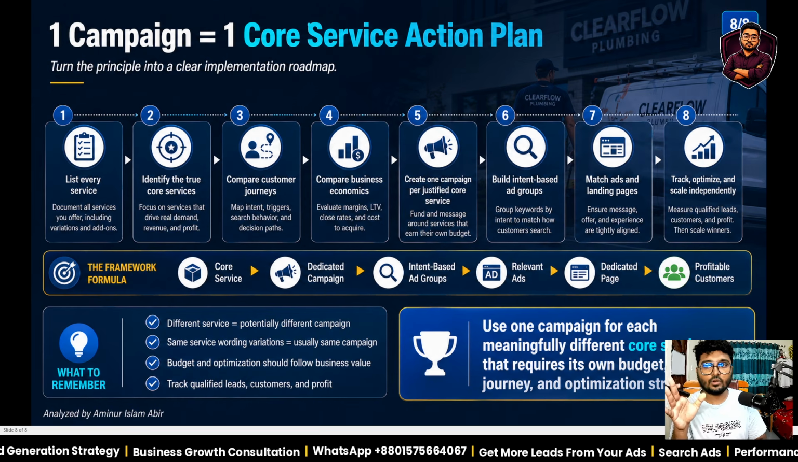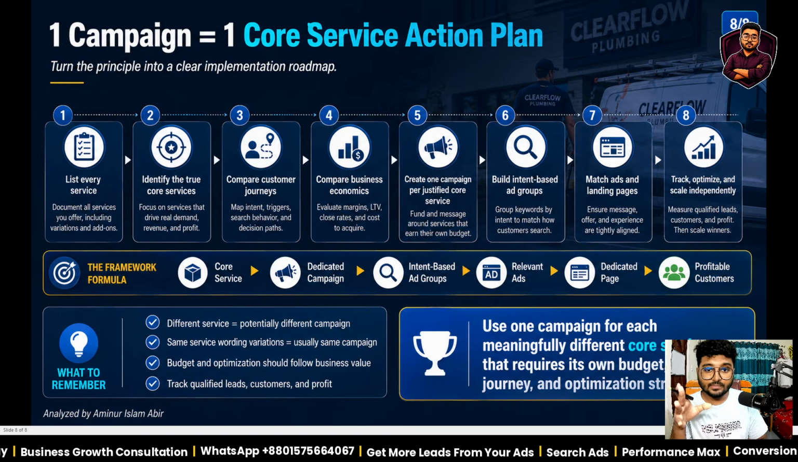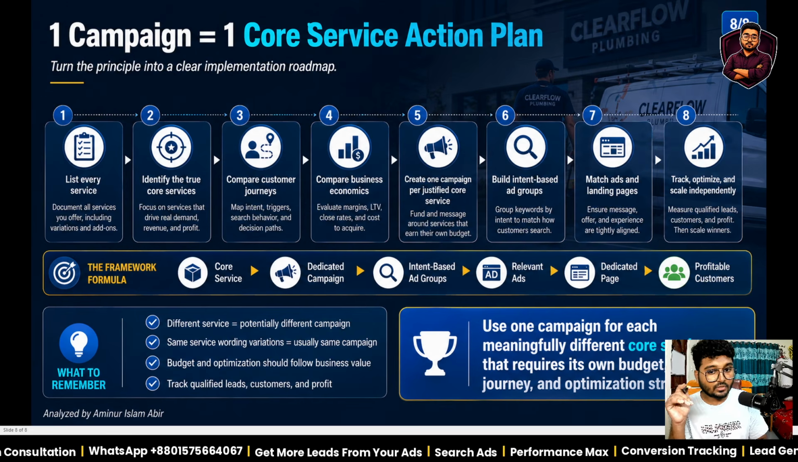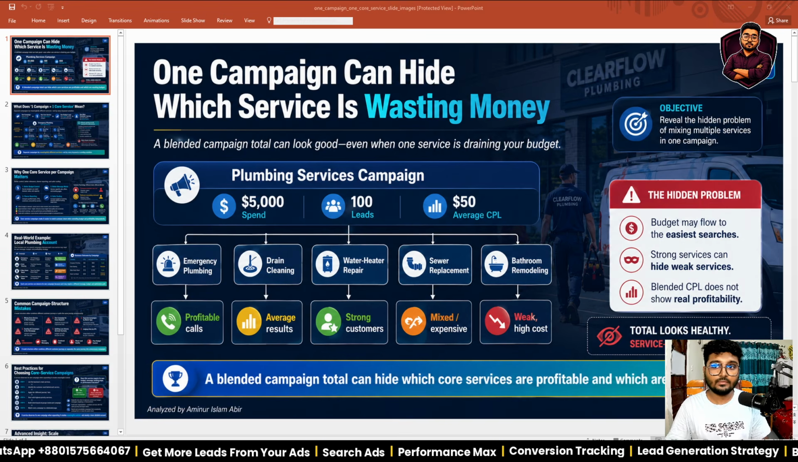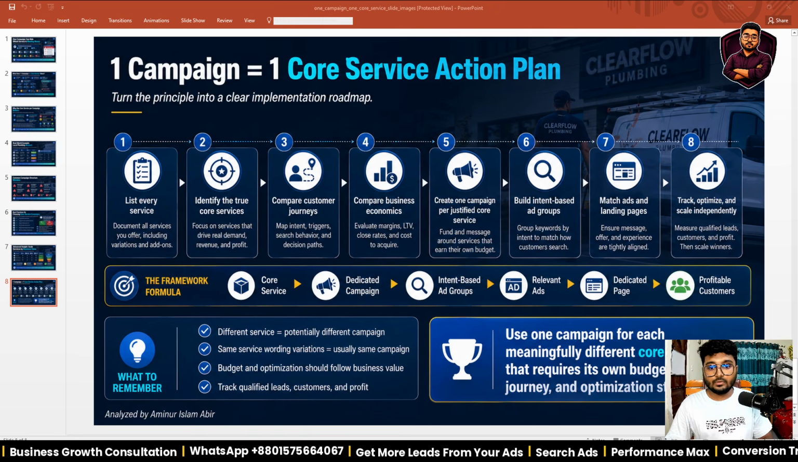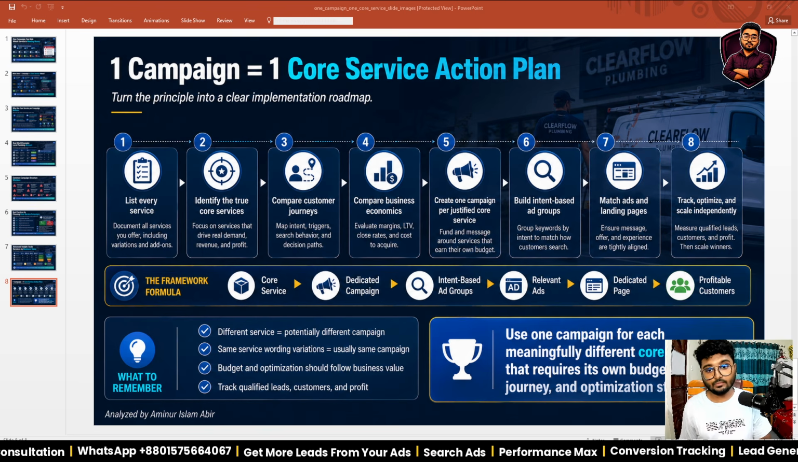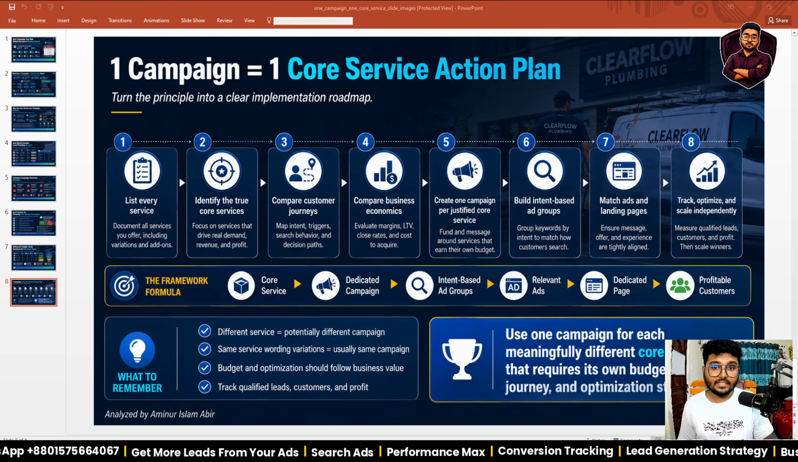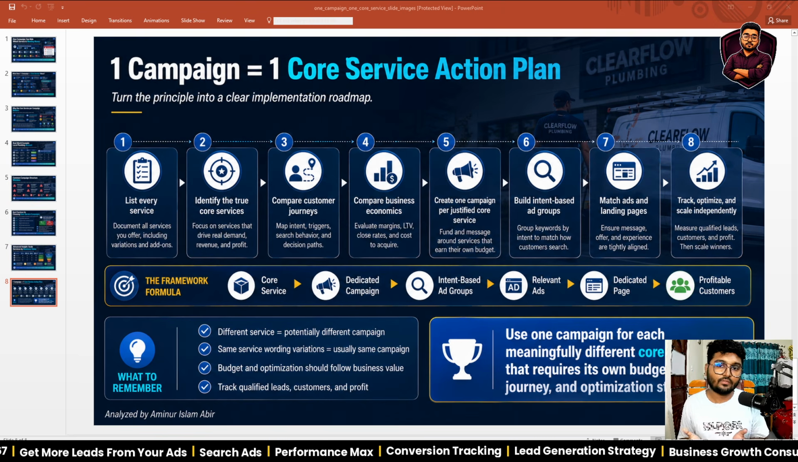The complete framework is core service to dedicated campaign to intent based ad group to relevant advertisement to dedicated landing page to profitable customer. The final outcome is a clear structure, better budget control, and a relevant customer journey. So use one campaign for each meaningfully different core service that requires its own budget, customer journey, and optimization strategy. Define the service, validate the separation, build a matching journey, and scale using qualified customer value.